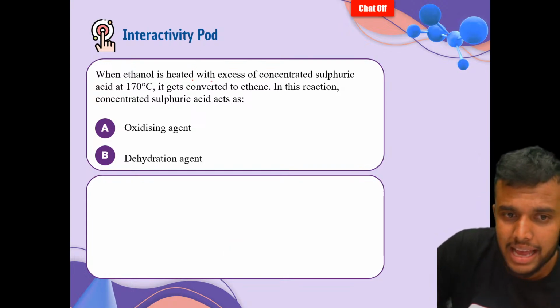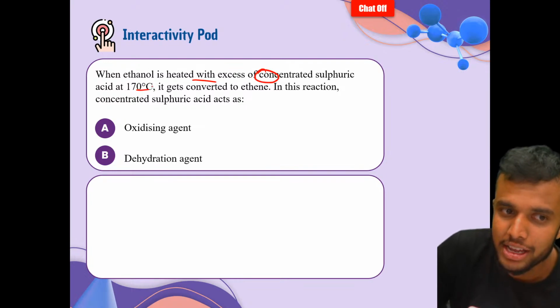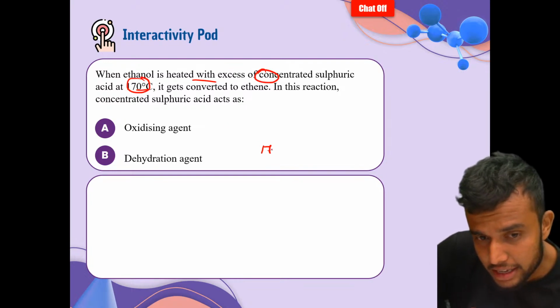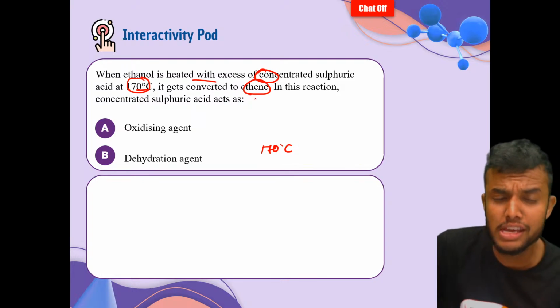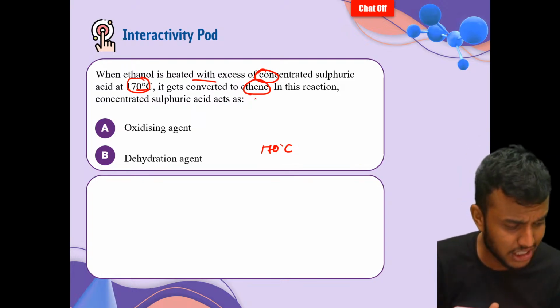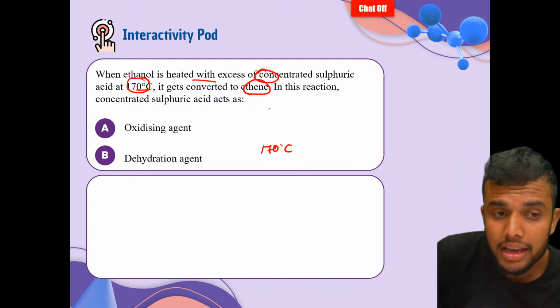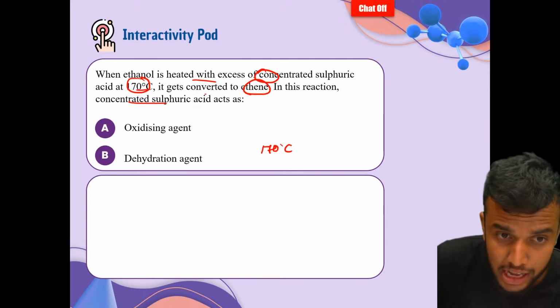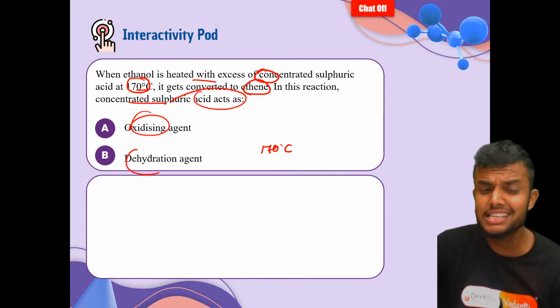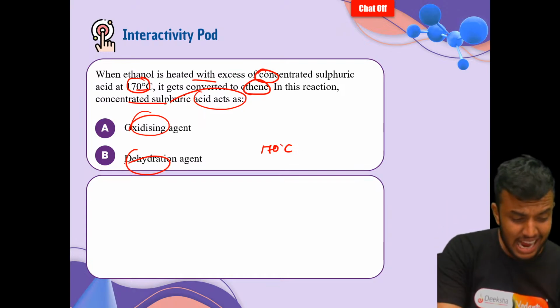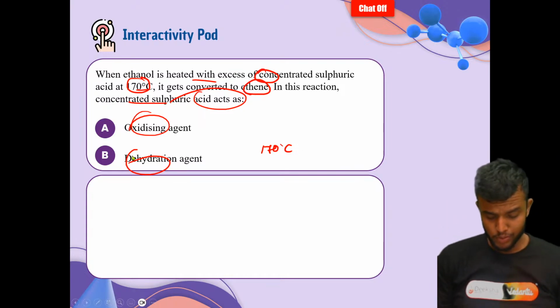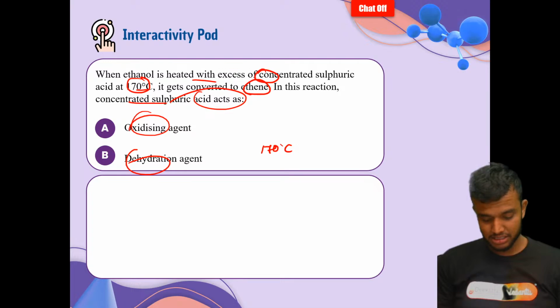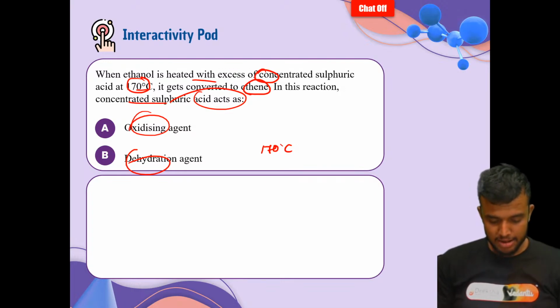Here is one simple question, my dear students. When ethanol is heated with excess concentrated sulfuric acid at exactly 170 degrees Celsius, it gets converted into ethene. Yes sir, we already know, we only discussed this. Why do you repeat this? In this reaction, concentrated H2SO4 acts as an oxidizing agent and a dehydrating agent. A very easy and silly question. Let us know in the chat section, everybody.